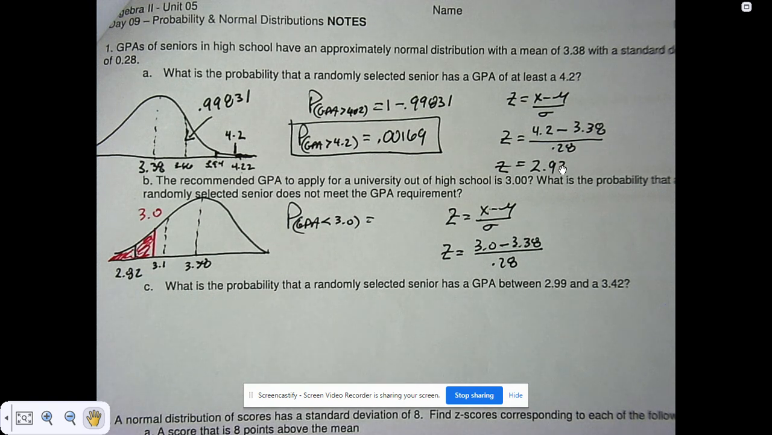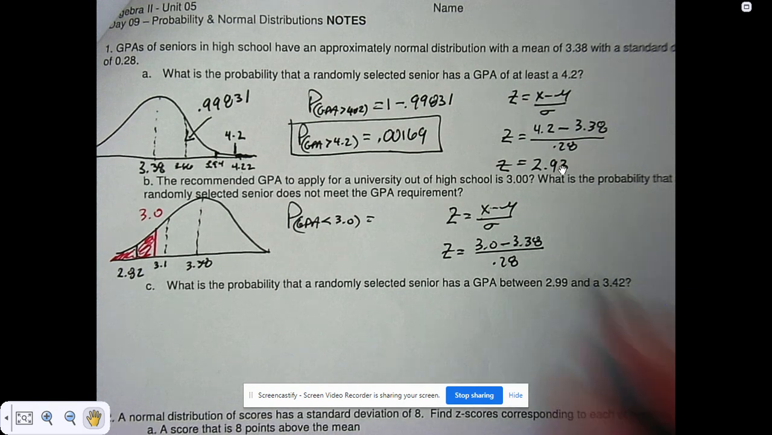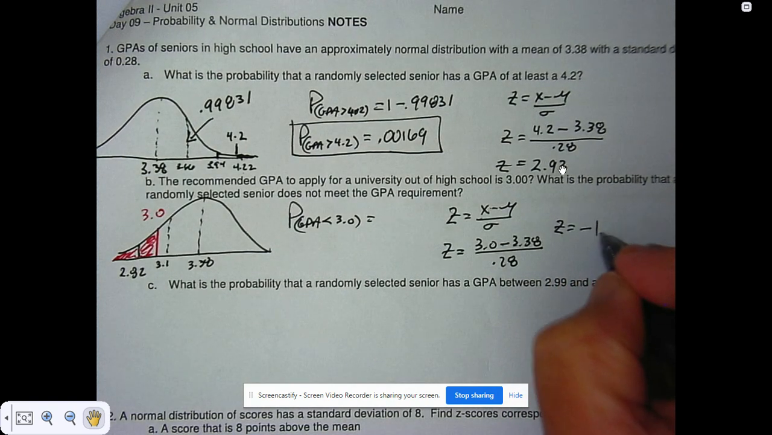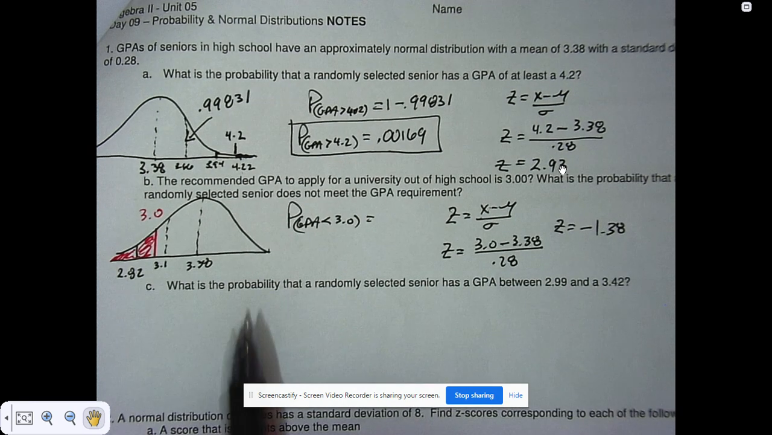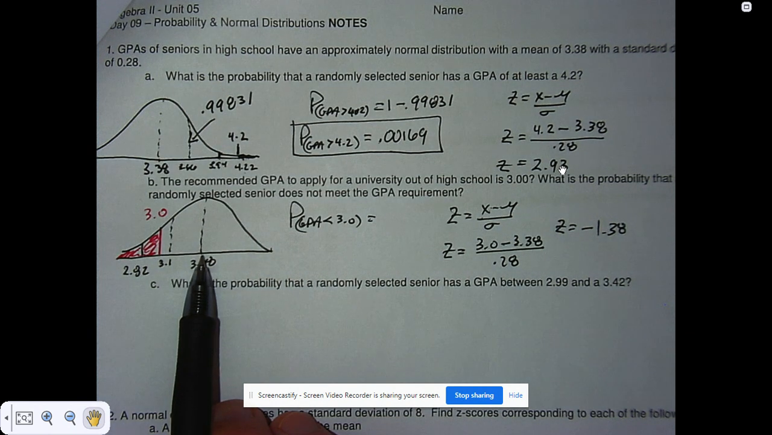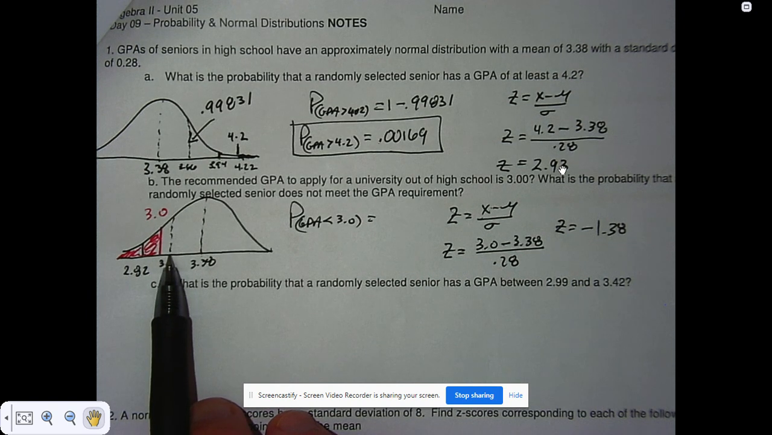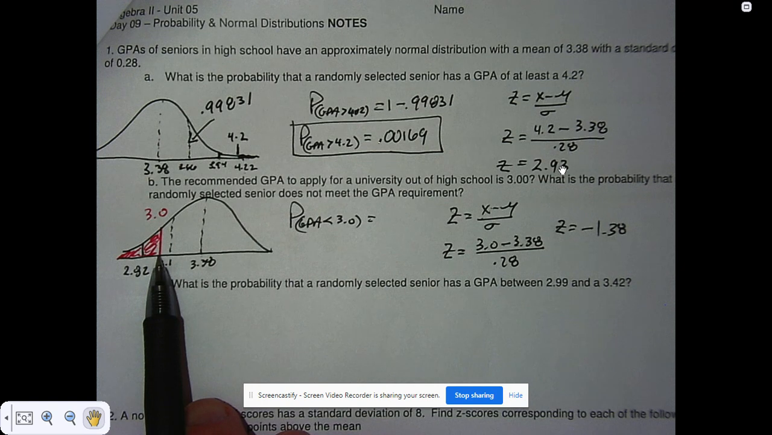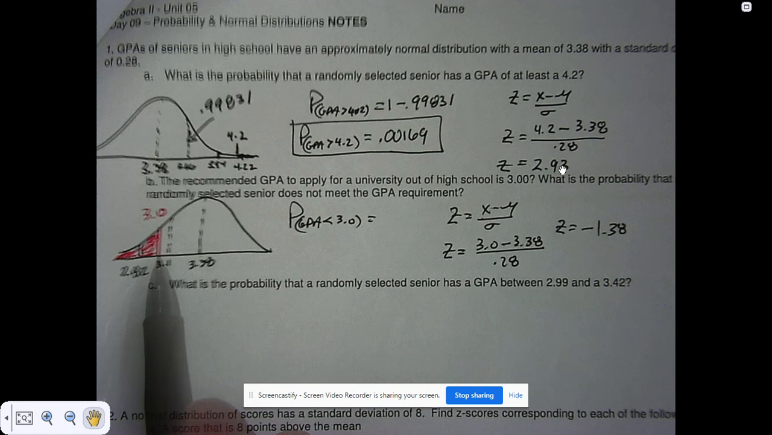That gives us a negative z-score of negative 1.38. What that means is that our z-score is 1.38 standard deviations less than the mean. So here's one standard deviation, and then this little section right here is the 0.38. So this is our z-score for 3.0. That gives us 3.0 is 1.38 standard deviations less than the mean.